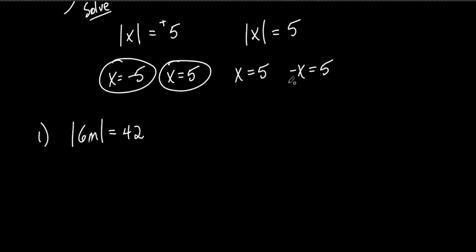So what's my answer? If I divide by a -1, divide by a -1, so x is what? -5. You see that? So we're going to do the same thing that we did here to this. So what could 6m be? 6m, positive 6m could be what? 42, right?